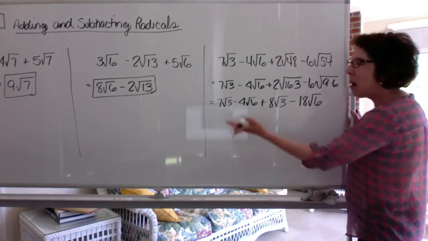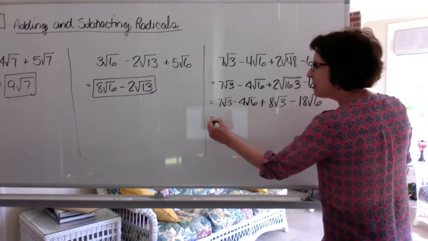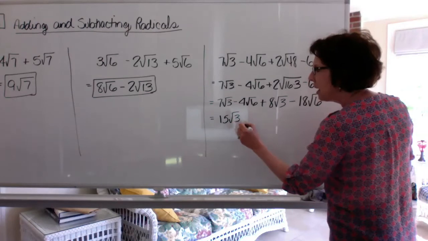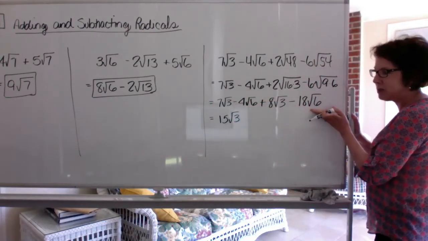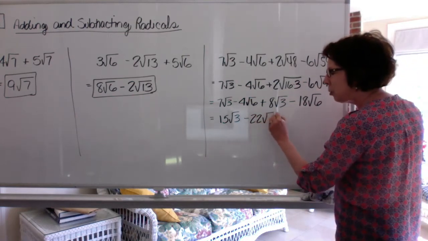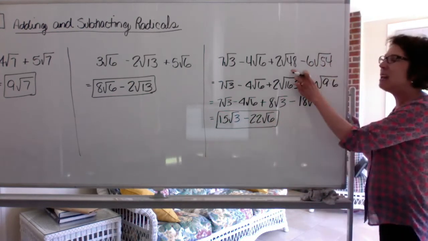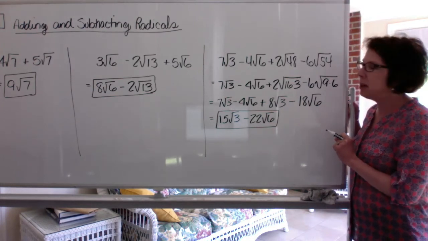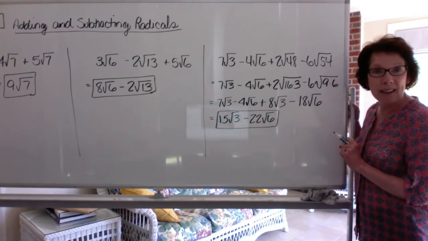Okay. So now I have 2 root 3 terms. Let's combine those. I have 7 plus 8 is 15 root 3. And then I have a negative 4 root 6 and a negative 18 root 6. That is going to add up to give me a minus 22 root 6. And so always look and see if you can simplify your root before you give up and say, oh, I can't combine any of these terms, because most likely you can.